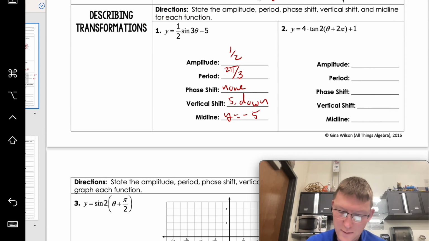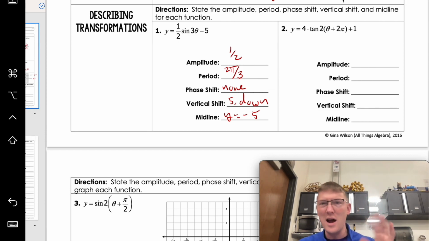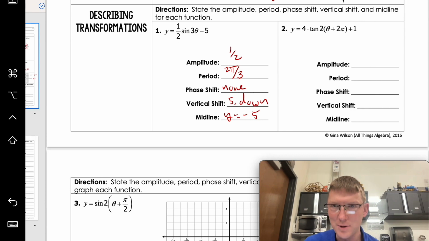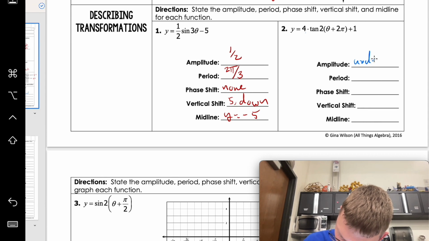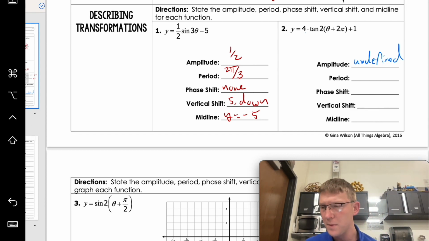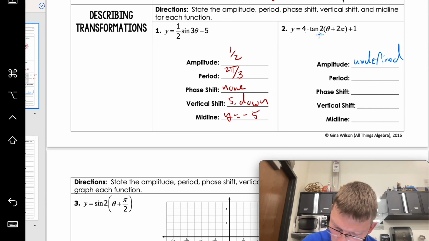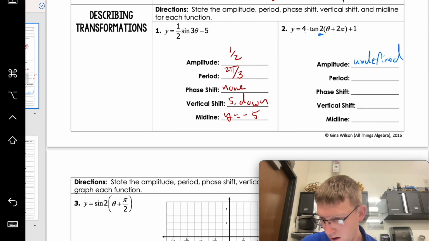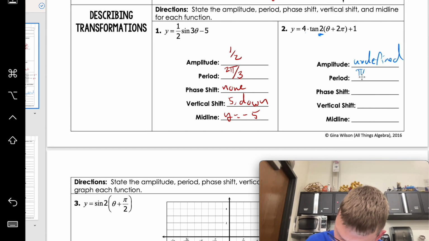So then we can do the same thing for our tangent function over at number 2. So our amplitude, and again, it's kind of weird to say because tangent technically doesn't have an amplitude, but we would still use this number to graph. We would put undefined though. So our period, again, is going to be based on this number on the outside of the theta. Using an equation, our tangent period is pi over b. Our b is 2, so our period is going to be pi over 2.